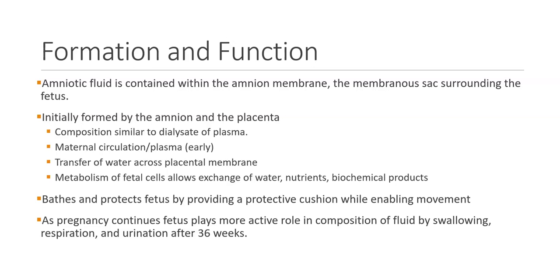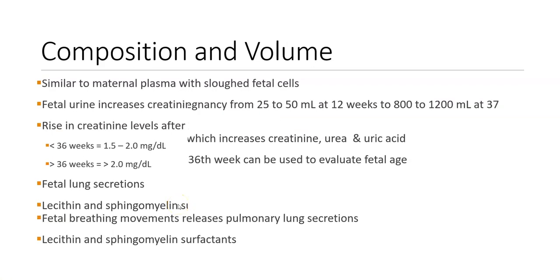As pregnancy continues, the fetus plays a more active role in composition by swallowing, by respiration, and at about 36 weeks of gestation, urination. The composition of amniotic fluid is similar to maternal plasma with sloughed fetal cells. The volume of amniotic fluid increases steadily throughout the pregnancy, with the peak level of about 700 to 1200 mLs occurring at around 34 weeks of gestation.